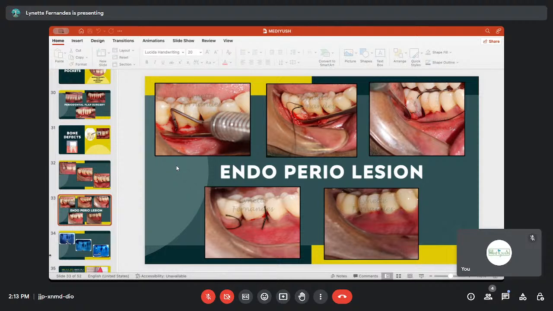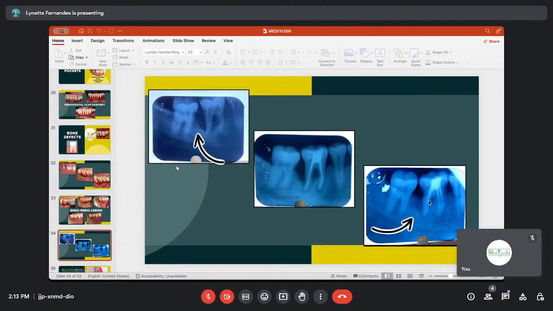And you check. After 6 months, this was the IOPA. So this angular defect which we saw earlier is now healed. You can see this amount of bone which has formed. So this is what we can do with the help of perio. You would say this is a poor prognosis tooth, go for extraction. But you could see how well the tooth has survived.